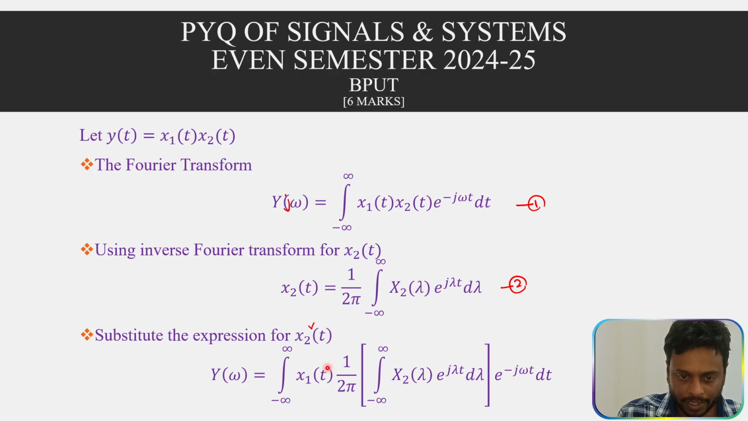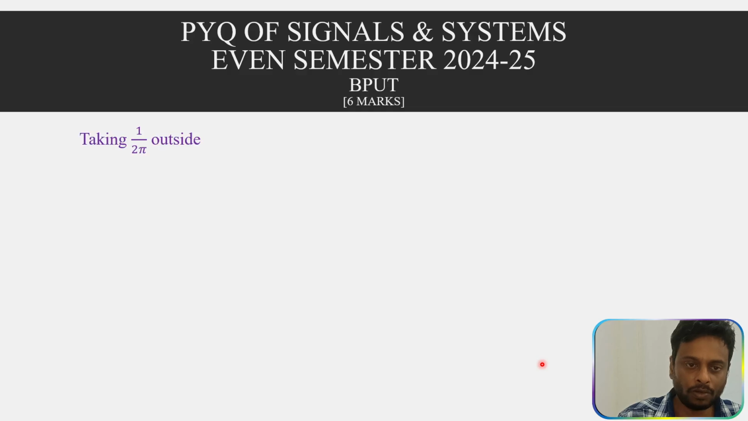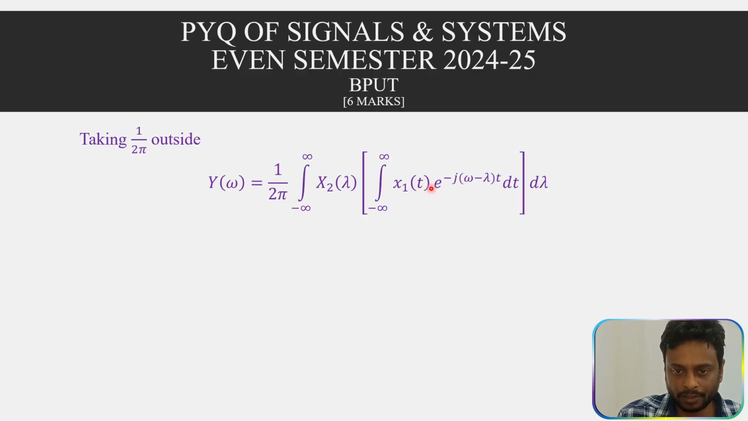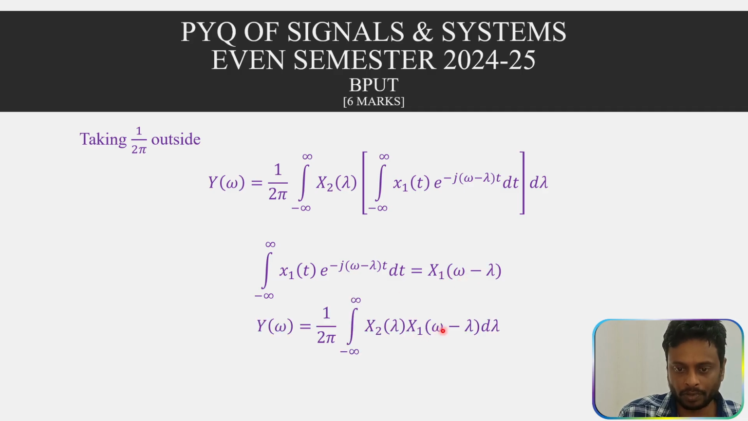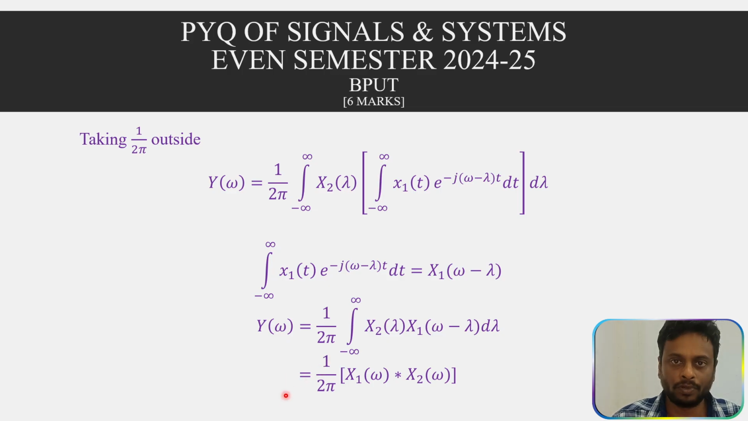So that will be x1 of t into, we have done the substitution of x2, e to the j omega t dt. Now 1 upon 2 pi take outside. e to the power j t you can take common. Then it is the integration from minus infinity to plus infinity of x1 of t e to the power j, equal to x1 of omega minus lambda. So let us put over here. So that will be x1 of omega minus lambda d lambda. So this is our convolution. So x1 of omega into x2 of omega. So this is called the multiplication property of continuous time Fourier transform.